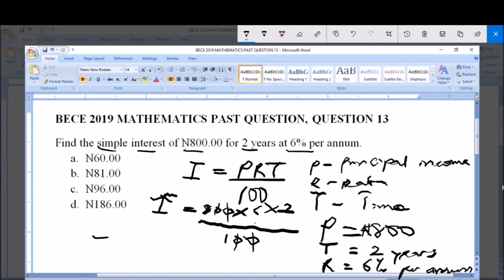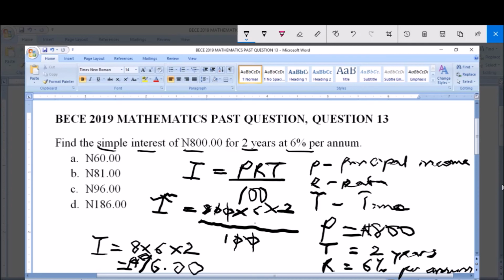I is equal to 8 times 6 times 2. Now 8 times 6 will give us 48, and 48 times 2 will give us 96. So our answer is 96 naira. 96 naira 0 kobo.